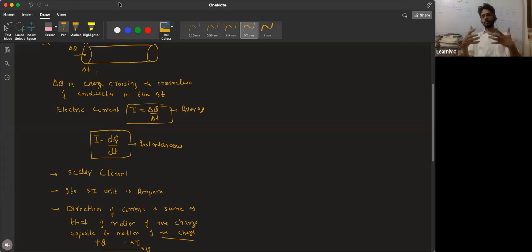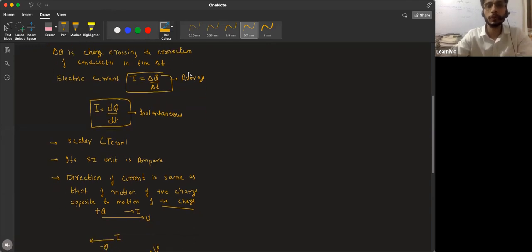So just like vectors, tensors follow a different type of mathematics. They have different rules. Just like vectors have different rules, tensor quantities have different rules. But since tensor is not a part of the syllabus, we won't be using it.